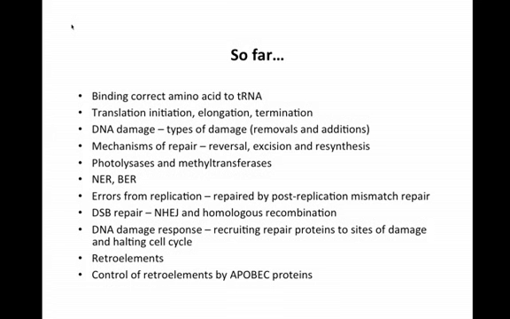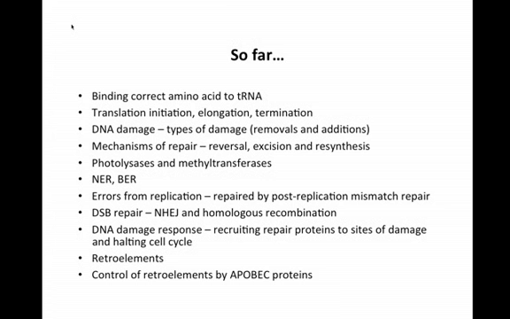Okay, so this is what you need to worry about for the final if you are taking it. All the translation stuff we did, from binding the correct amino acid to the correct tRNA, to the actual mechanism of translation: initiation, elongation, termination. DNA damage repair, the different mechanisms of repair, double-strand break repair, the DNA damage response, so the recruitment of repair proteins, and how the cell cycle is halted in the presence of damage.